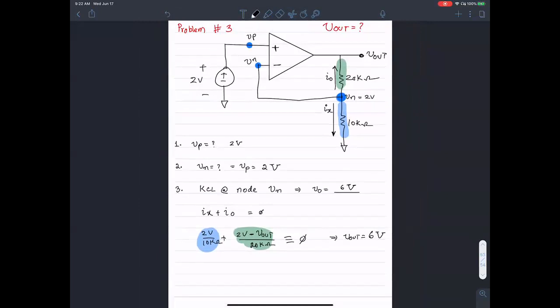There's a different way to solve this problem by noticing that this is a non-inverting amplifier. See, I'm applying, okay, let's see. So this is virtual ground.